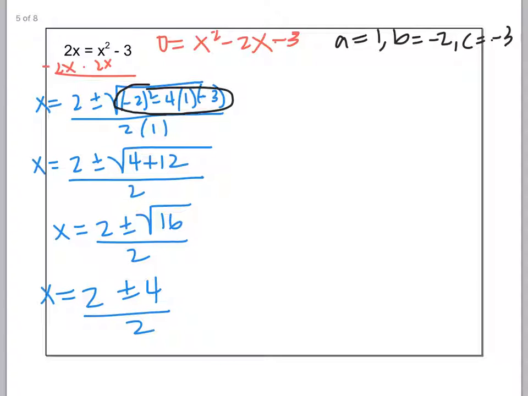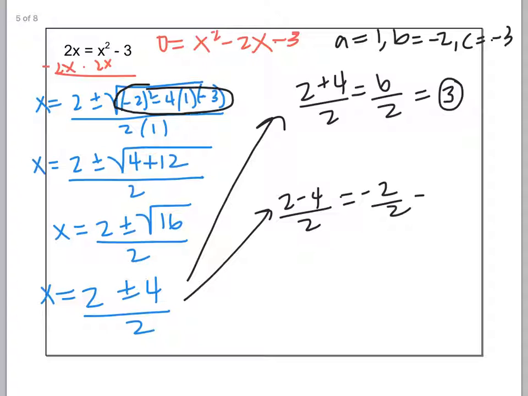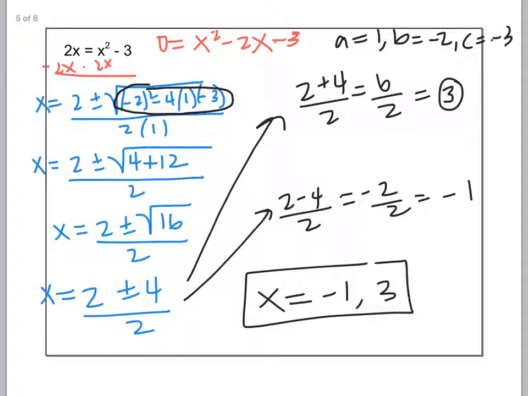So once I'm at this step, I know I need to split it. So first one will be 2 plus 4 over 2, and my second one will be 2 minus 4 divided by 2. Again, some of this you can probably do in your head. That's fine. I'm just showing you every single step in the examples here. So 2 plus 4 over 2 is 6 over 2. Gives me 3. 2 minus 4 is negative 2 divided by 2. Gives me minus 1. So my solutions here are x is equal to negative 1 and 3. There are 2 solutions.